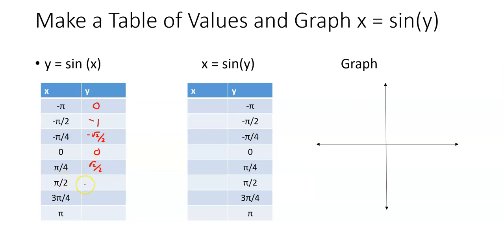Sine of pi over 2, so now we're up at the top of the unit circle. We get 1. 3 pi over 4, we're over in the second quadrant. The y's are positive, and the sine of pi is 0. So if we go ahead and flip the x's and the y's, now we end up with something here. Basically, all these numbers just copy over, except now they're in the x position instead of the y position.